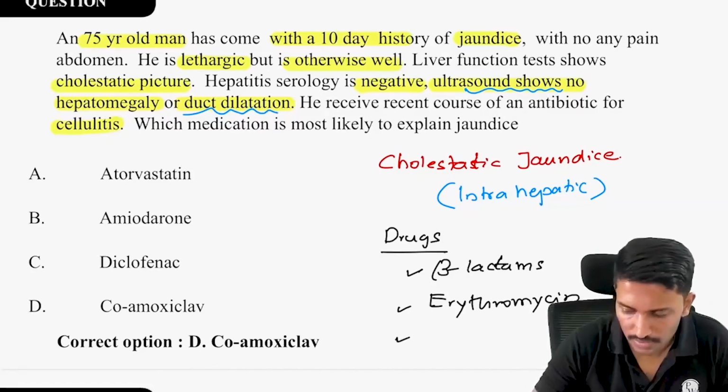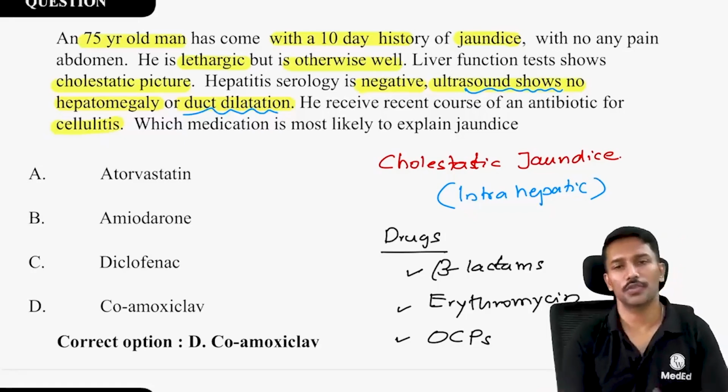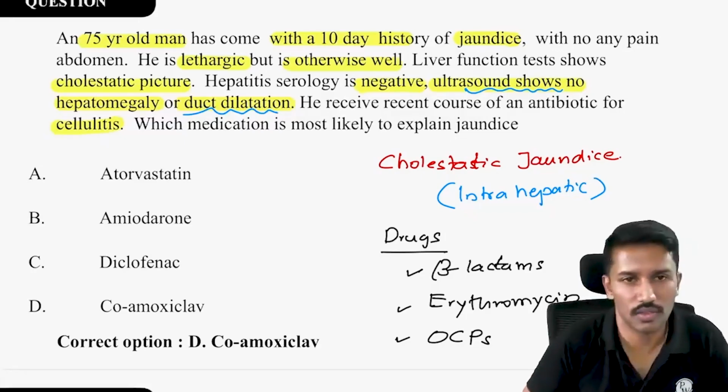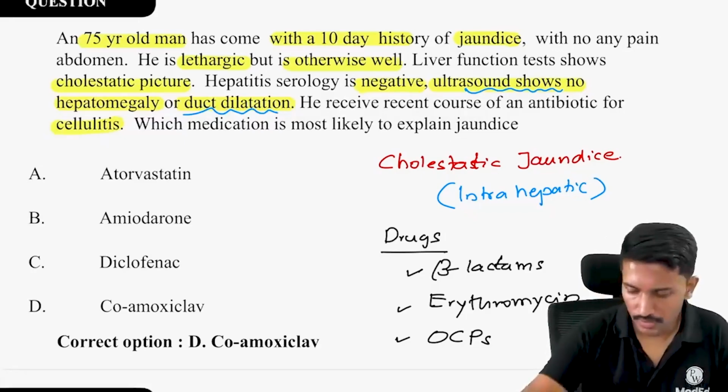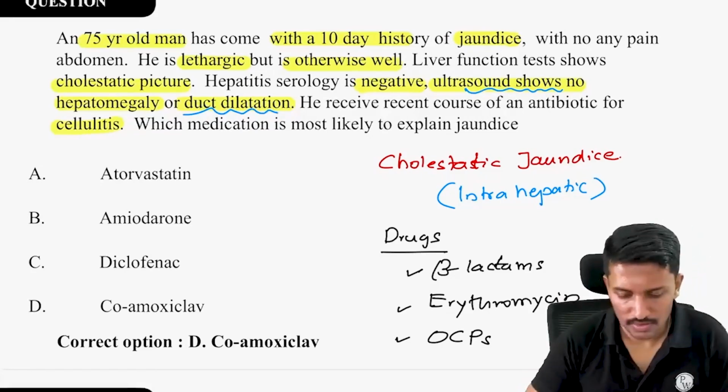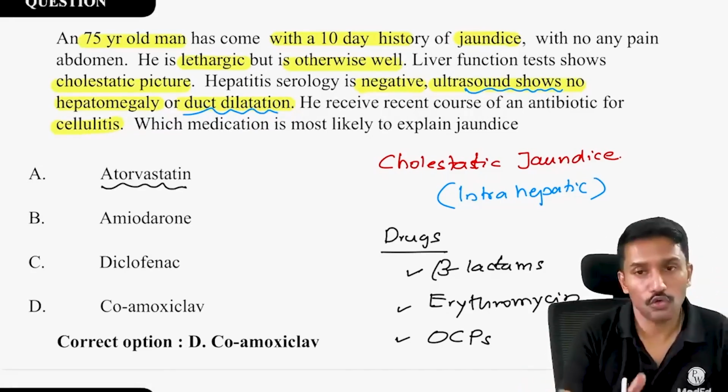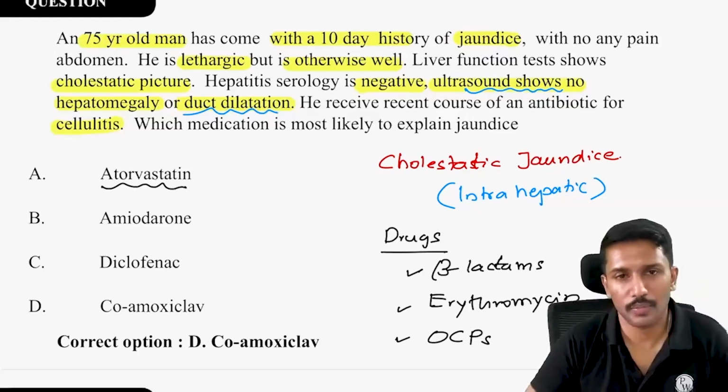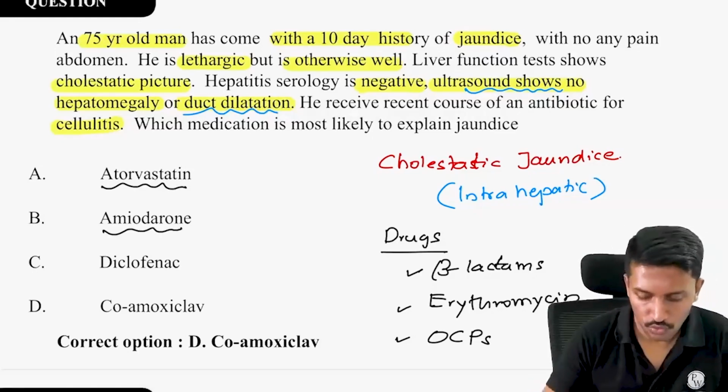Erythromycin. Okay. Other than that, yes, oral contraceptive pills too. Right? These are important drugs which are known to cause intrahepatic cholestasis. Okay. So now when we look at the options, right, atorvastatin, yes, it is also known to cause the cholestatic picture, intrahepatic. Amiodarone also known to cause.